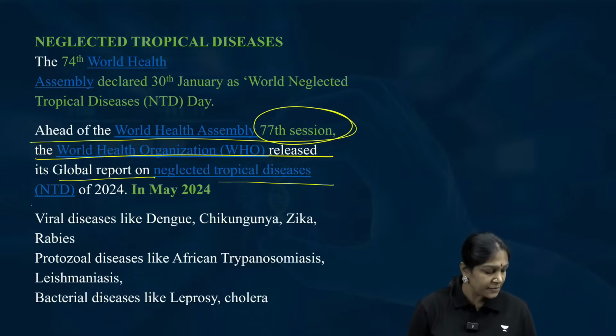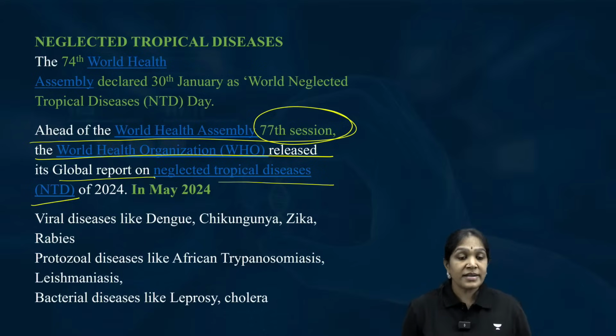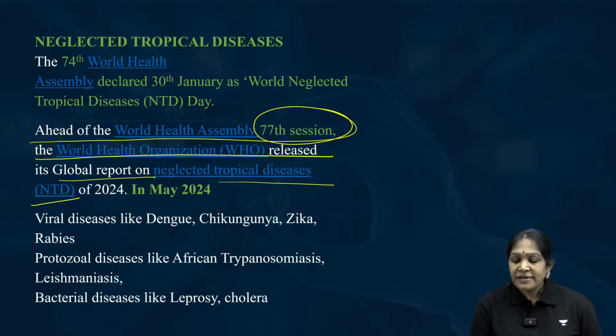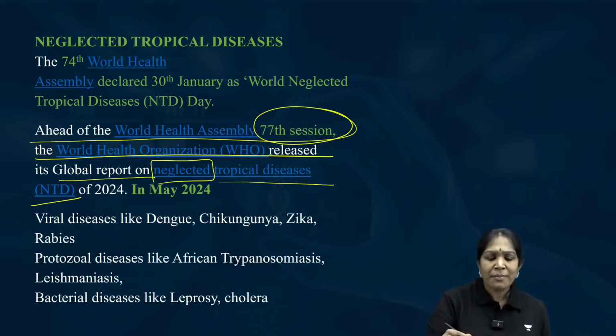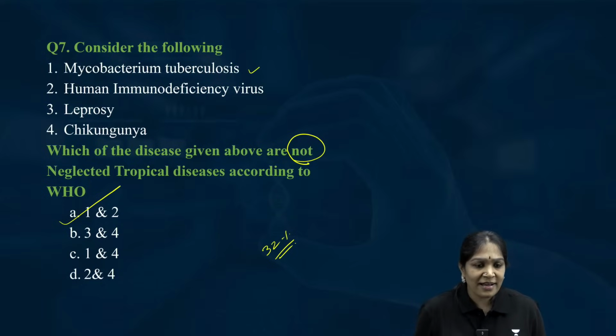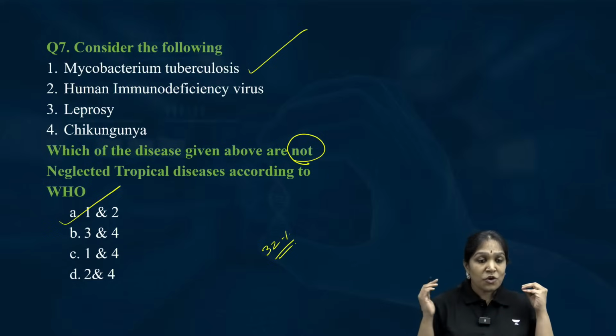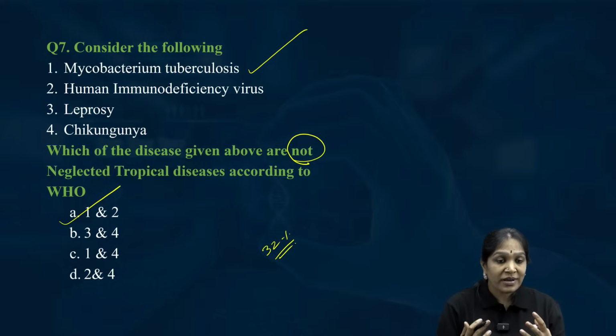Tropical diseases means the diseases in the tropical regions. And why the word neglected? Because see how much we speak about TB. TB harega, desh jeetega, Nikshay Poshan Yojana. We speak so much about TB, isn't it? We have so many concepts, schemes, and programs to solve the problem of TB.